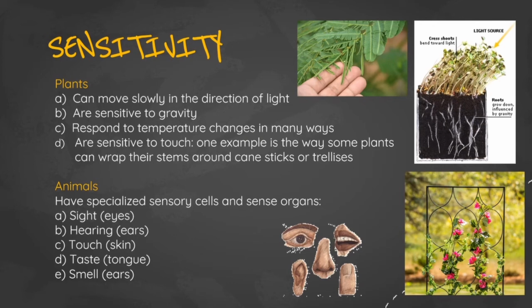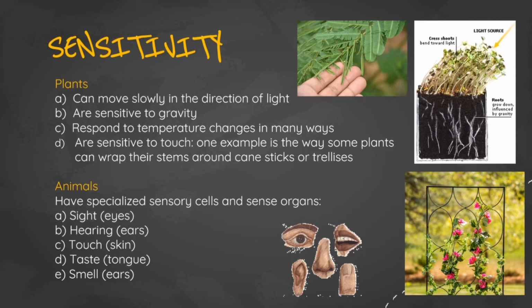Just like if you were to sweat and then the sweat started to evaporate, you realize that you start to feel cooler after, right? Plants can also be sensitive to touch, and one of the ways in which they demonstrate this is when plants wrap their stems around trellises, as you can see here. Animals have specialized sensory cells and special sense organs. The eyes respond to light and they provide vision. The ears respond to sound to provide hearing. Nerve endings in the skin provide a sense of touch that allows us to feel temperature and pain, light touch, or even a heavier touch.